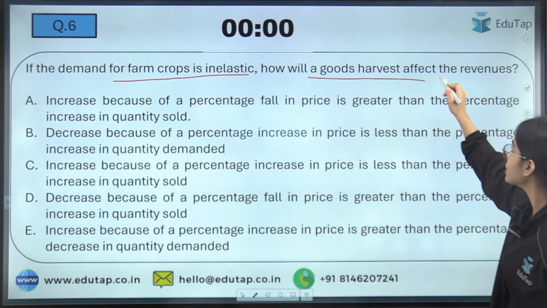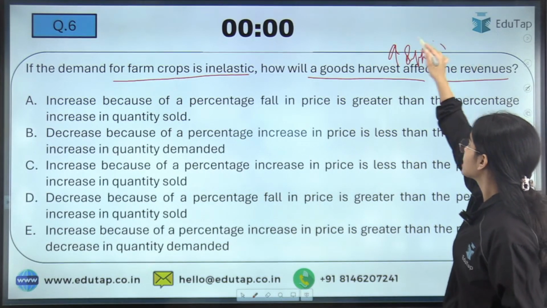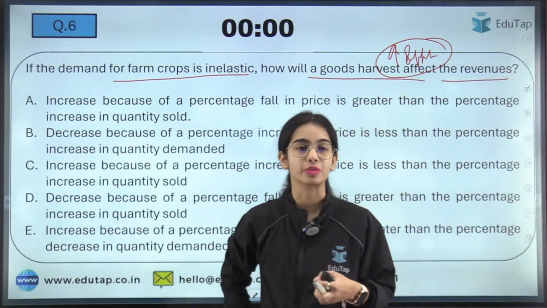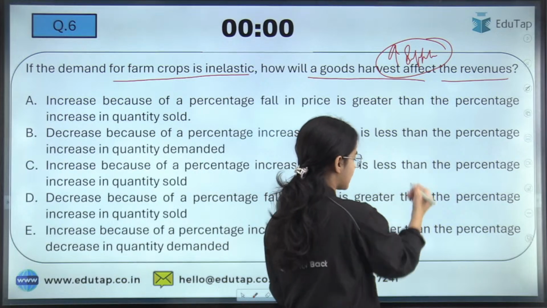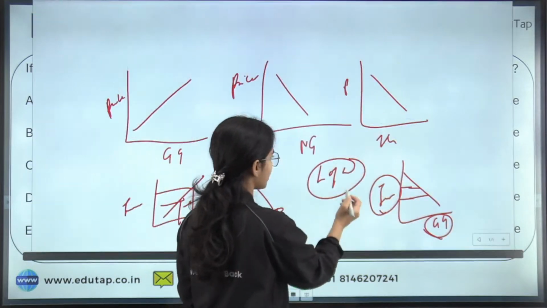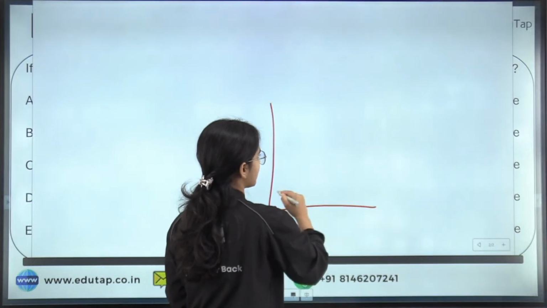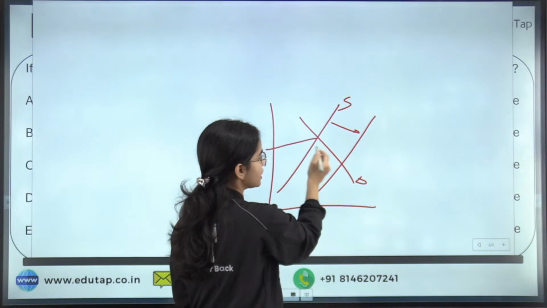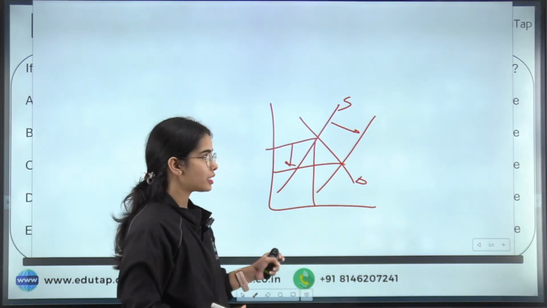How will a good harvest affect the revenue? So good harvest, that means supply has increased. With the increase in supply because of the external conditions, because of the natural condition, the supply has increased. So with the increase in supply, what will happen? As your supply is increasing, because of the good harvest, this is the supply, this is the demand. So because of the good harvest, the supply has increased, it has shifted rightwards. So prices are decreasing.